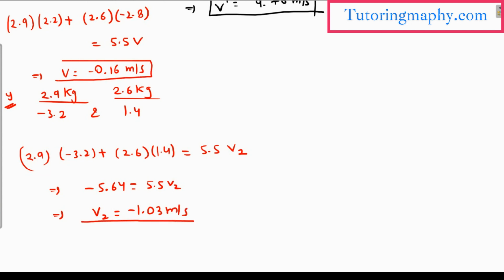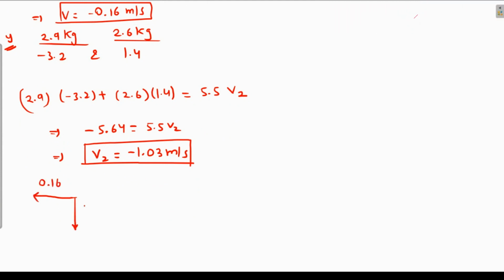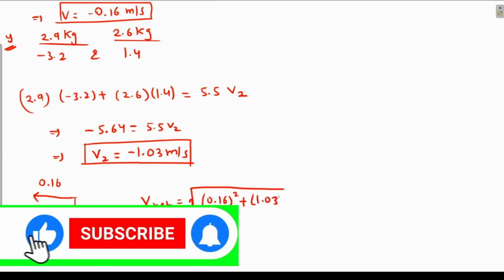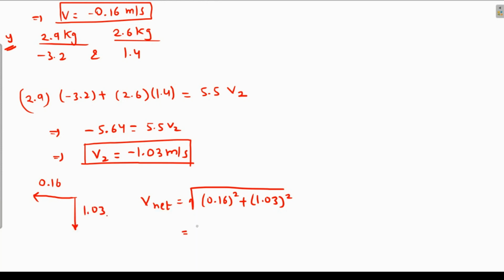All we have to do is combine these two and give the final answer only as a magnitude. We know that v1 is towards the minus x-axis and v2 is towards the minus y-axis. Their net resultant is the square root of the first one squared plus the second one squared, so 1.03 squared plus 0.16 squared, and the square root of this comes out as 1.04 meters per second. That is the final magnitude of their net velocity, and these are the x component and the y component.